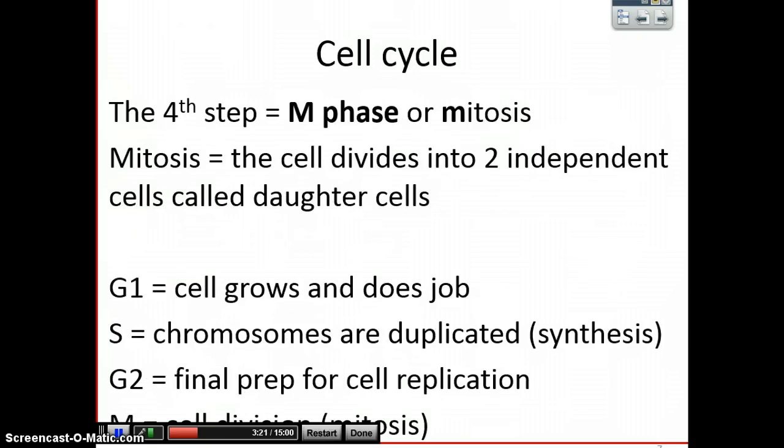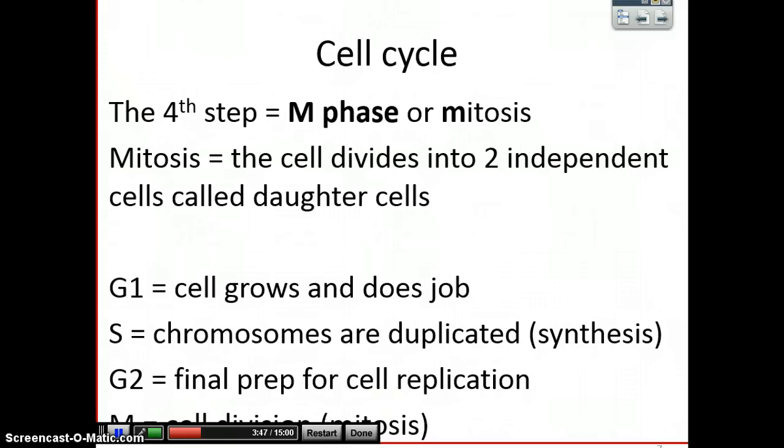And then the fourth and final step of the life of your cell is the M phase, and M stands for mitosis. The cell divides into 2 independent cells called daughter cells, and they're called daughter cells because they're genetically identical to each other and to the original cell. 46 chromosomes to start with. Each new cell has 46 chromosomes.